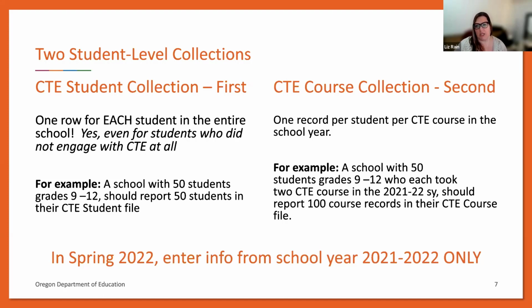And then the CTE course collection comes next, and that is one record per student per CTE course of the school year. So for example, a school with 50 students, grades 9 through 12, who each took 2 CTE courses in that school year, your report would have 100 course records. So like we said, in the spring, we're reporting all of the information for that school year. So for this year, it's 2021 to 2022 only.